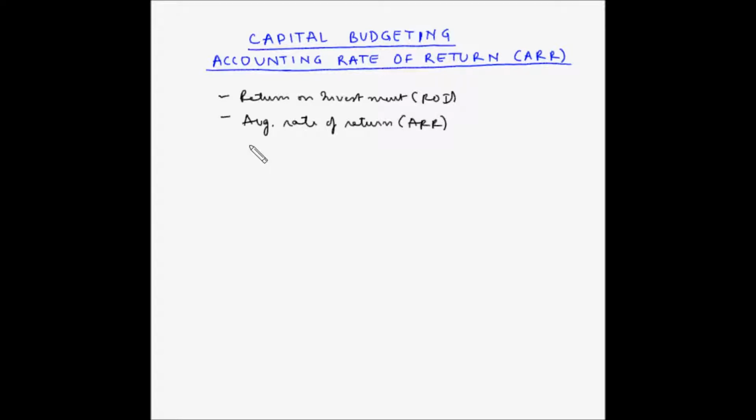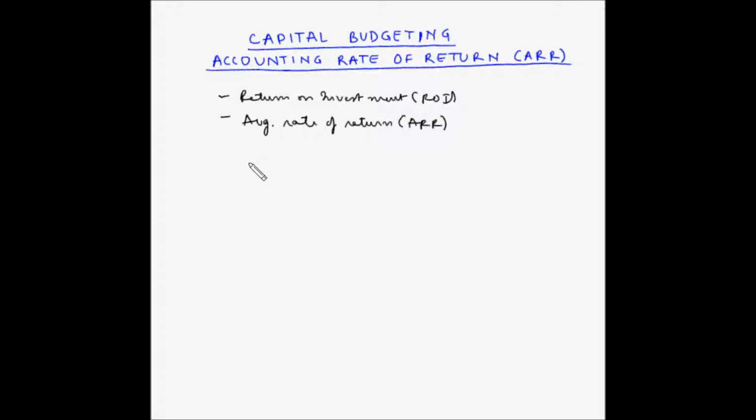Now, this method uses the accounting information as revealed by the financial statements in order to measure the profitability of an investment instead of the cash flows. So all the other methods which we have seen for capital budgeting used cash flows for measuring profitability. However, this method uses the accounting information as revealed by the financial statements.